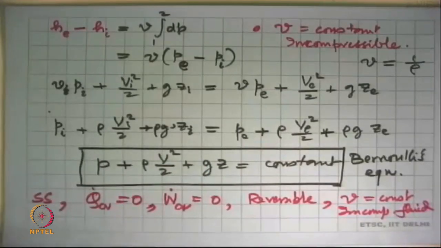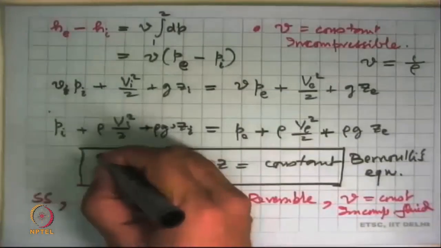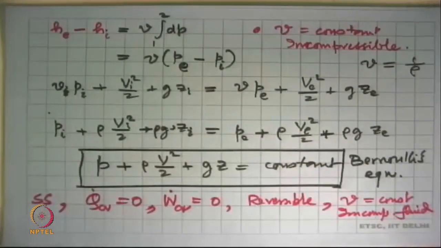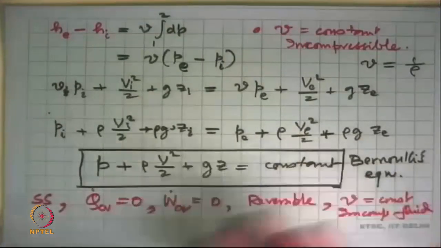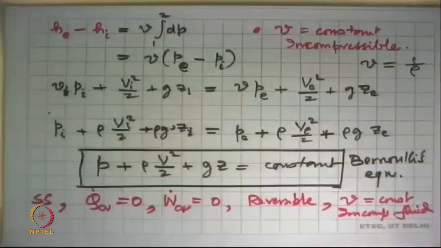Okay, so I just wanted to show this, how we can take a very simple system in which there is no work transfer, no heat transfer, do an analysis applying all three conservation equations, and come up with a relation which can be used quite generally.